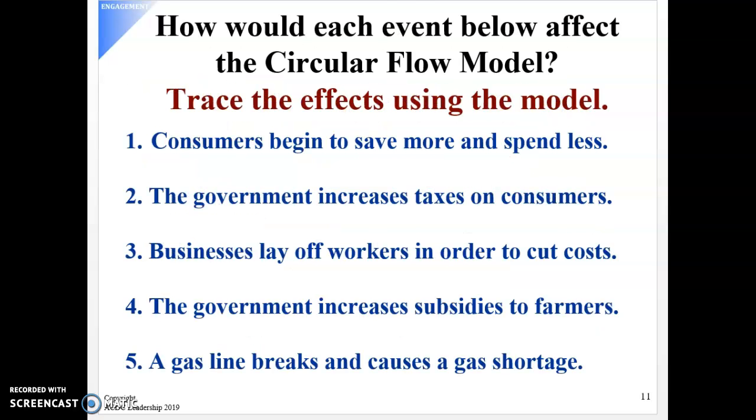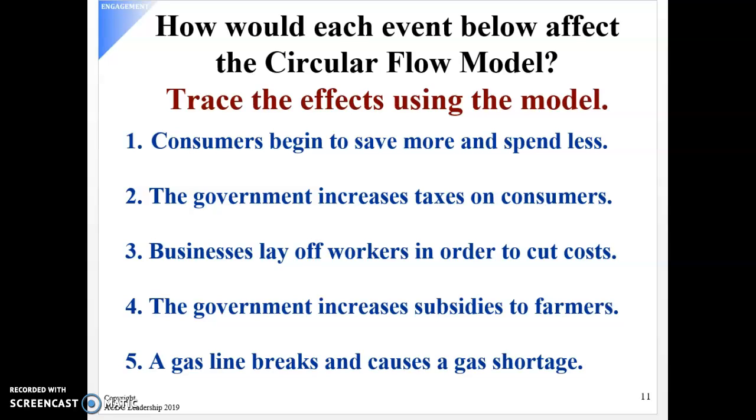Here's what I'd like you to do. If you've got a partner next to you, go ahead and see if you can figure out the effects with the graph that you've created in front of you. So if consumers begin to save more and spend less, where is it going to have an effect? You should be able to trace it all the way around to all four parts. Obviously, starting with the consumer, you should be starting with the households.